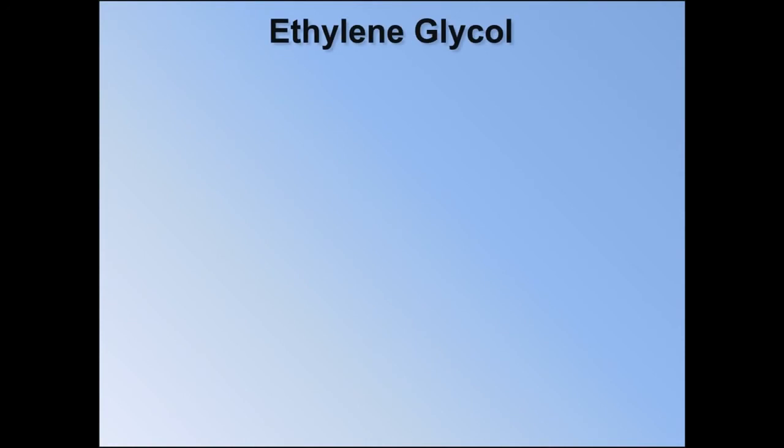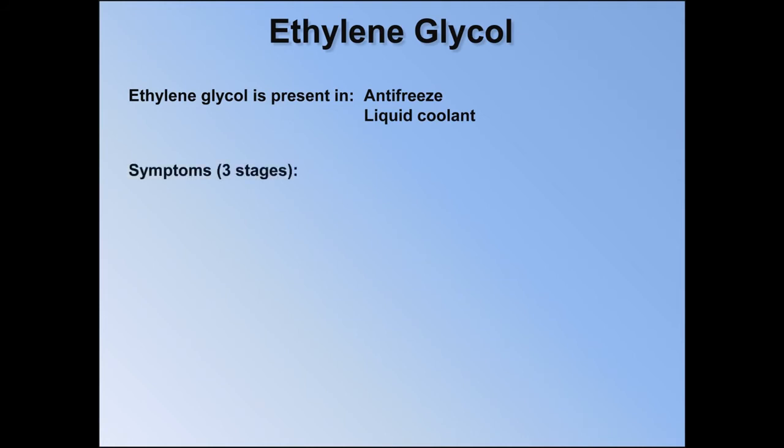Ethylene glycol toxicity shares a number of features in common with methanol poisoning and utilizes very similar biochemical pathways. Ethylene glycol is a colorless, odorless, but sweet compound that is found in antifreeze and liquid coolants. Its sweetness is one of the reasons poisoning from it is disproportionately present in children and animals. The symptoms of ethylene glycol poisoning are usually broken down into three stages.